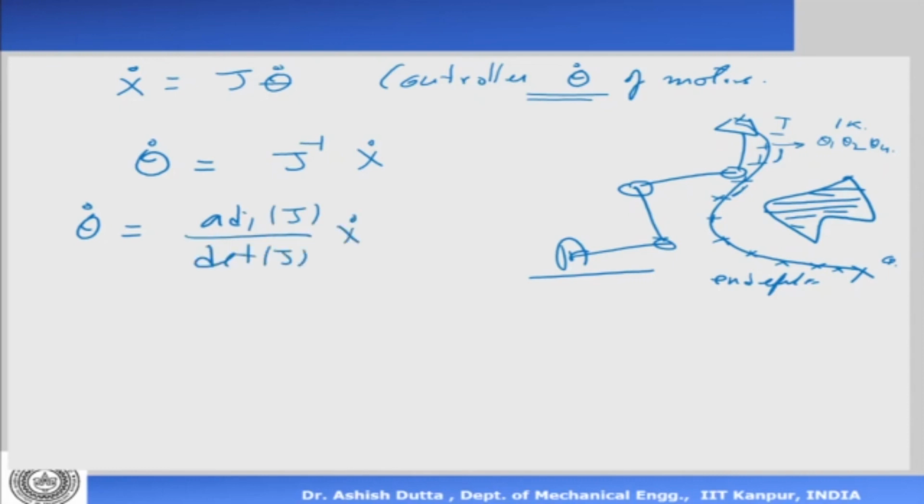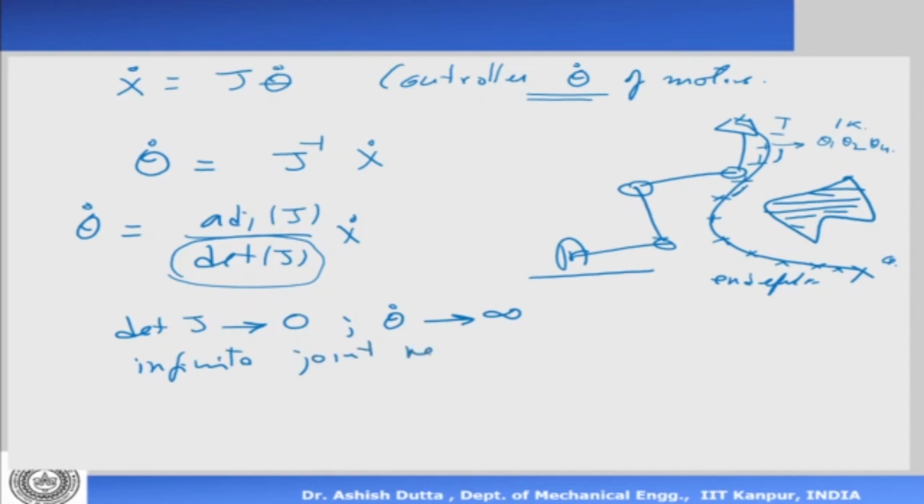Now, in terms of energy, you see that the relationship is governed by the determinant of J. Determinant of J comes in the denominator. So if determinant of J were to go to 0, then theta dot will go to infinity. Now this basically means that infinite joint velocity means infinite energy, right? To produce infinite velocity, you need infinite energy in the motor. Now that's not possible, right? And such points where determinant of J is equal to 0 are called singular points.